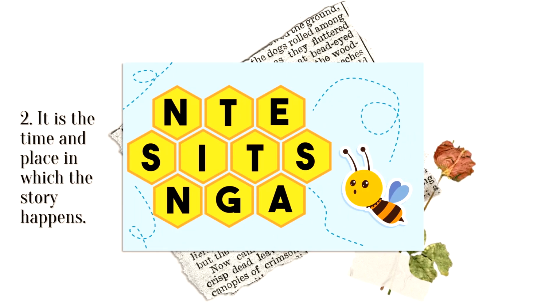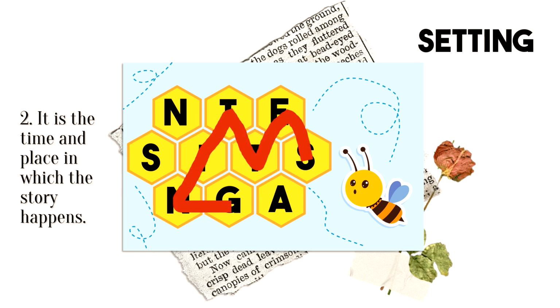Number 2, it is the time and place in which the story happens. The answer is setting. Keep in mind that the word setting is different from the word settings. Settings is the function in your device. However, setting, on the other hand, is the time and the place wherein the story happens.